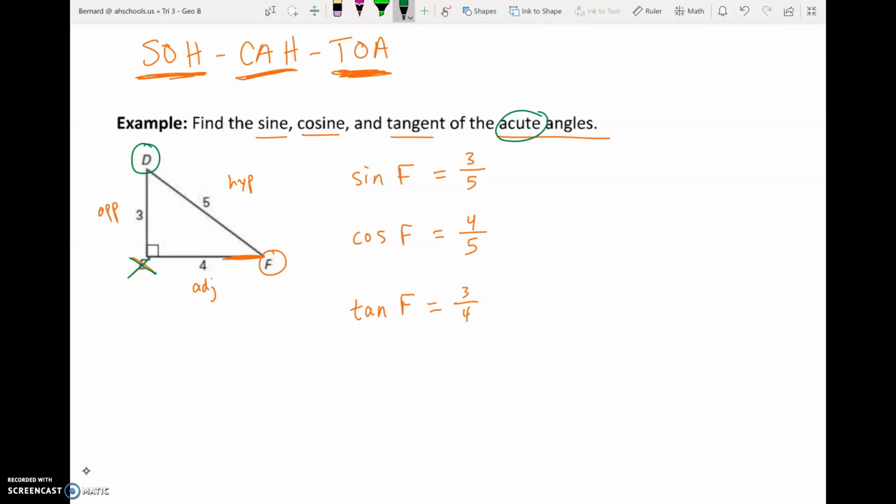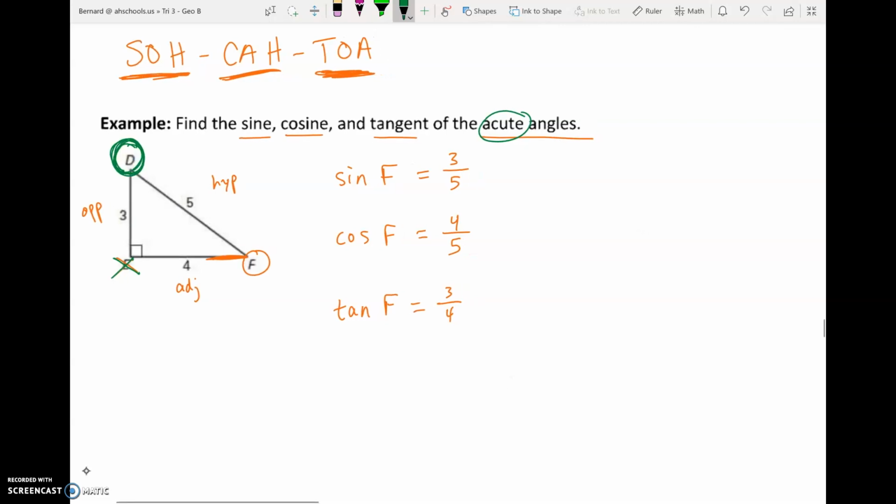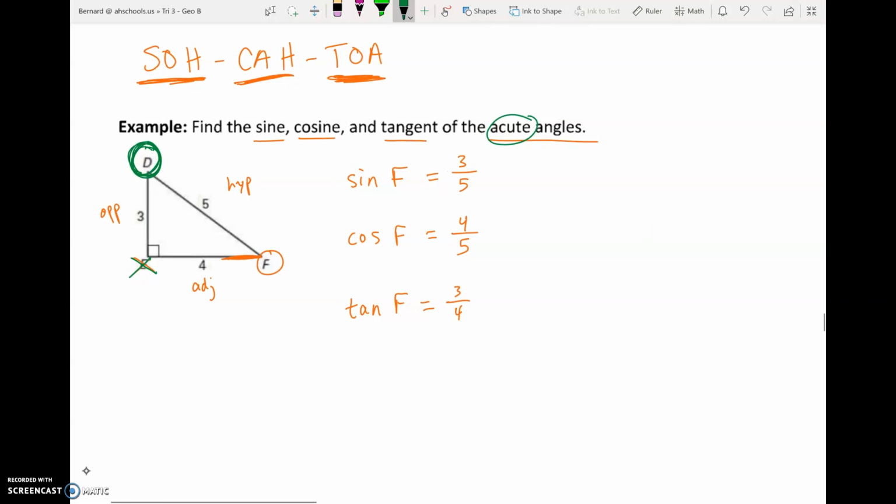All right, so now we're going to work on D. We're going to find sine, cosine, tangent, but we're going to base everything off of angle D this time. And I want you to see what happens. You'll notice in orange, and I've changed colors on purpose, right? If you look at angle F, we have written opposite, adjacent, and hypotenuse based on angle F. But now all of that's going to change when we base it off of the other angle. And here's what I mean.